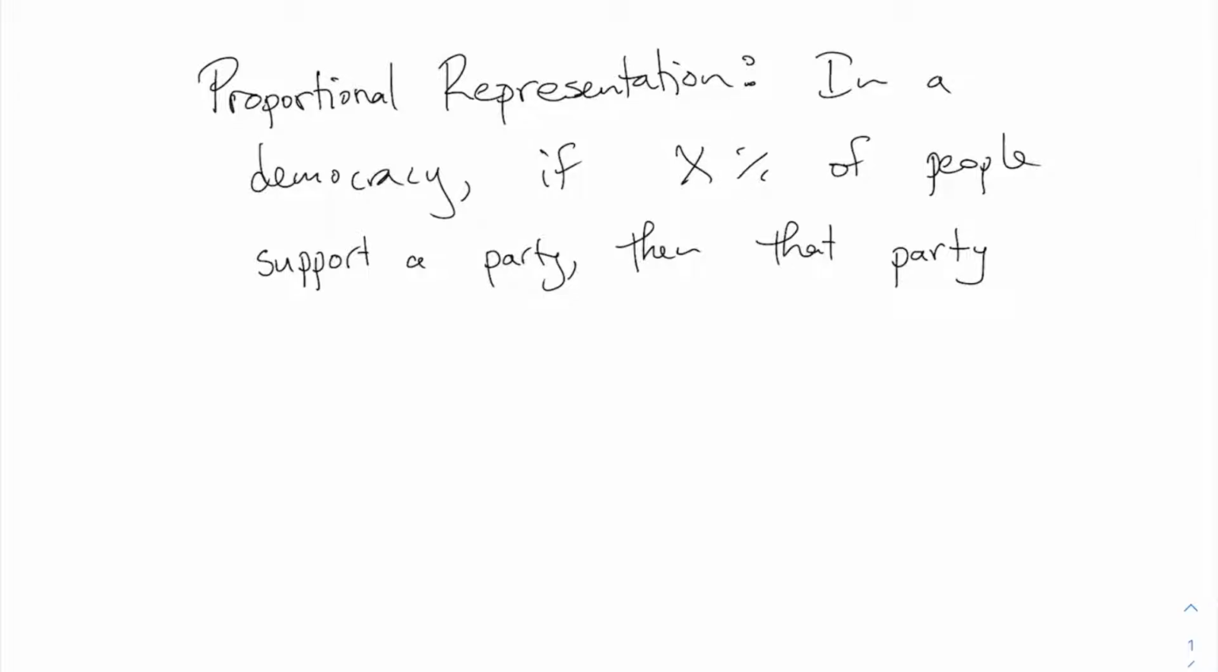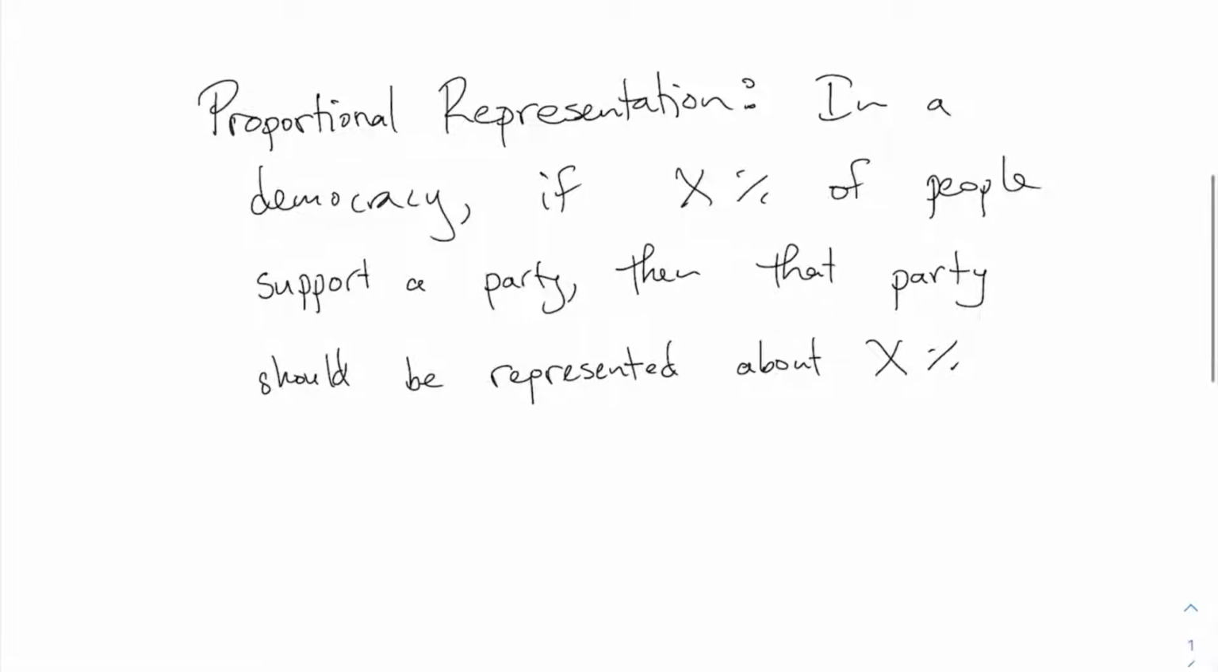It's not always just about parties, but I'm saying in terms of parties here. If X% of the people support a party, then that party should be represented about X% of the time, right? So in the state of Connecticut, where 35% of the people are Republicans, if we had perfect proportional representation, that would mean 35% of our representatives would be Republicans. Now, given there's only 5, you can't have 35% because that's not like a multiple of 5 or whatever. But in general, this is something that we want to happen.